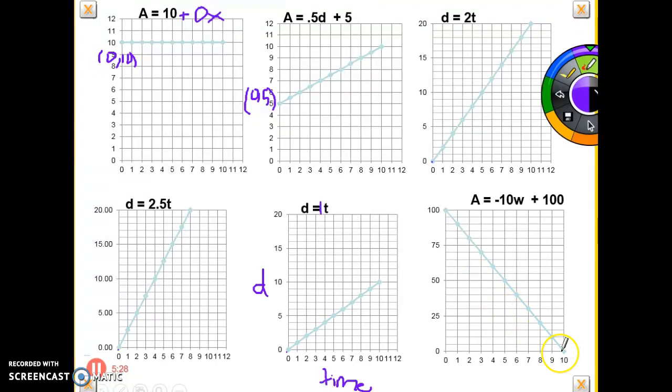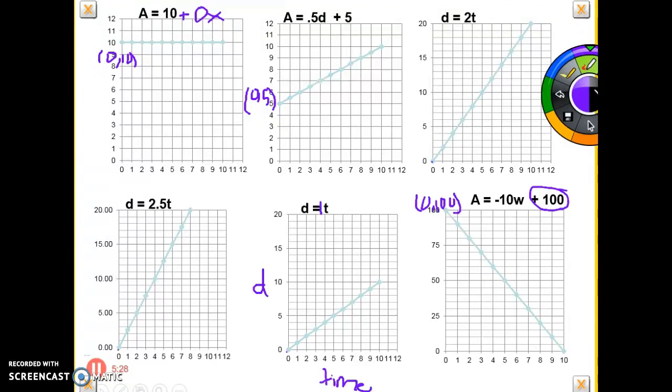On this graph, it looks way different than the rest of the graphs because it's a decreasing graph. That's because the coefficient is a negative number. That's what makes the graph decrease. This number right here is the y-intercept. That makes this 0, 100. That's the place where the line will cross the y-axis.